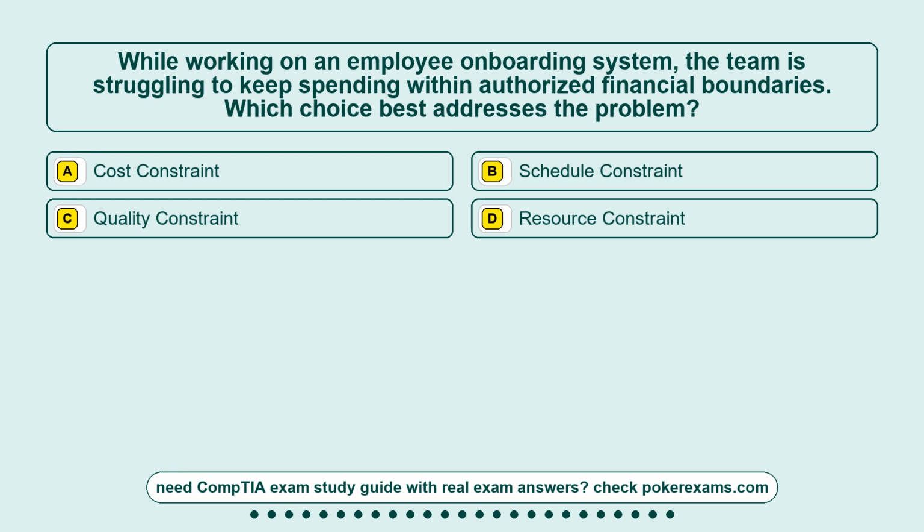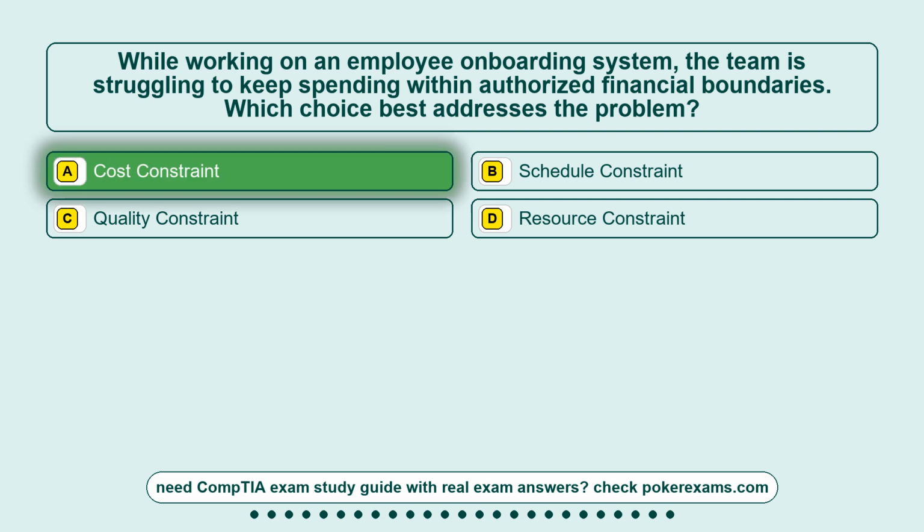Question 8. While working on an employee onboarding system, the team is struggling to keep spending within authorized financial boundaries. Which choice best addresses the problem? Option A, cost constraint. Option B, schedule constraint. Option C, quality constraint. Option D, resource constraint. The correct answer is option A, cost constraint.